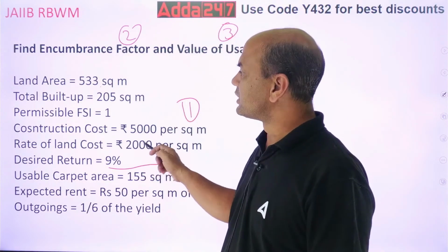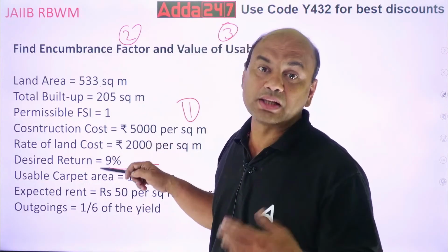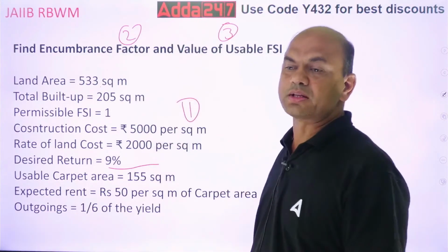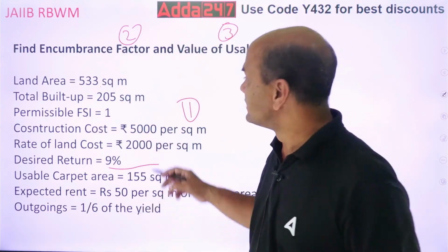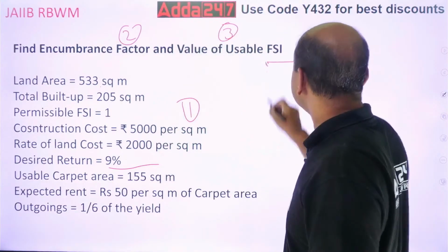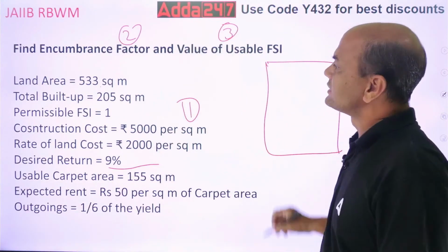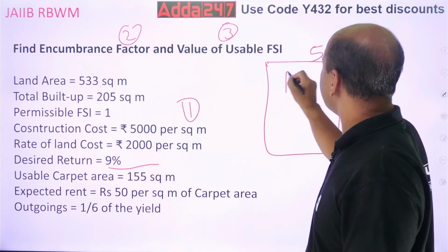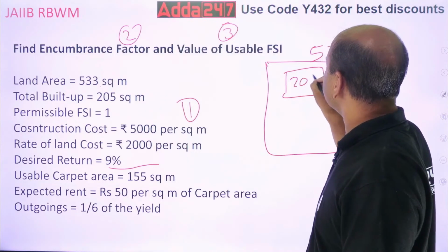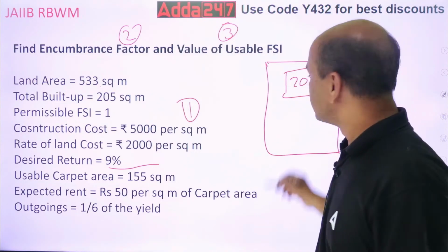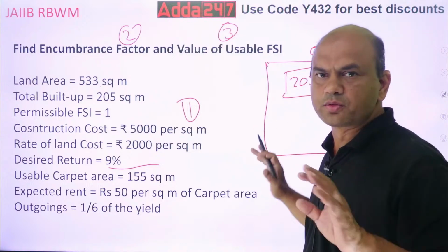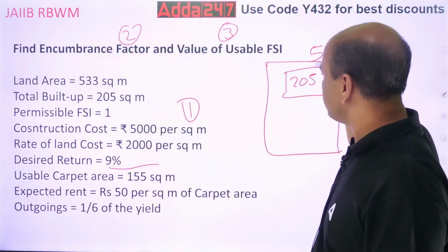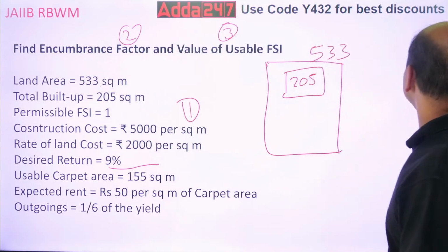Similarly, second point also. Land cost 2,000. So what is the used land up till now? That also we'll have to calculate. 2,000 into whatever has been constructed. That much land is gone now. See, understand this. This is my total land, this land is 533. Out of this 205, I have built the house. So this is gone. This much plot is of no use to me. So I'll have to first calculate what is gone over here and then I'll calculate what is remaining.